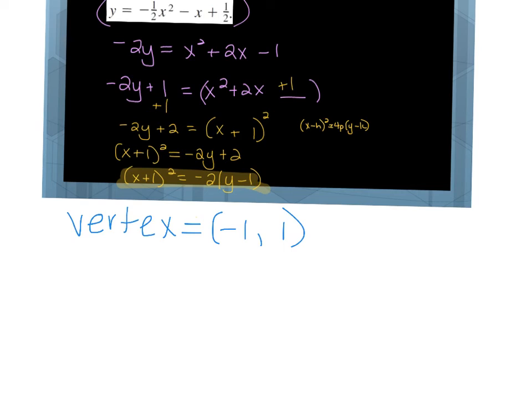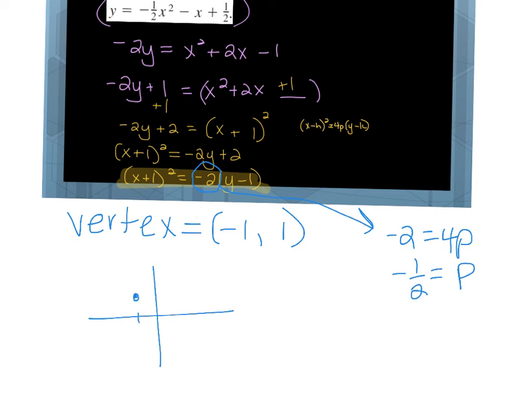How do I normally find or use my focus and my vertex? What's the distance between them? What's that value? P, right? Yeah. So how would I find P from the equation? What part of that equation is the P? The negative 2 is in the spot that we set equal to 4P. So then I solve for P, divide both sides by 4, I get negative 1/2. So I know my vertex is negative 1, 1.